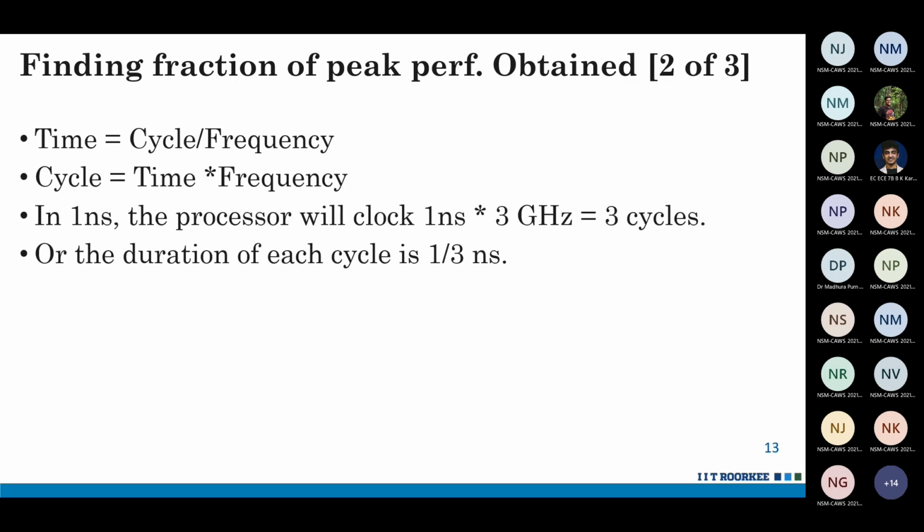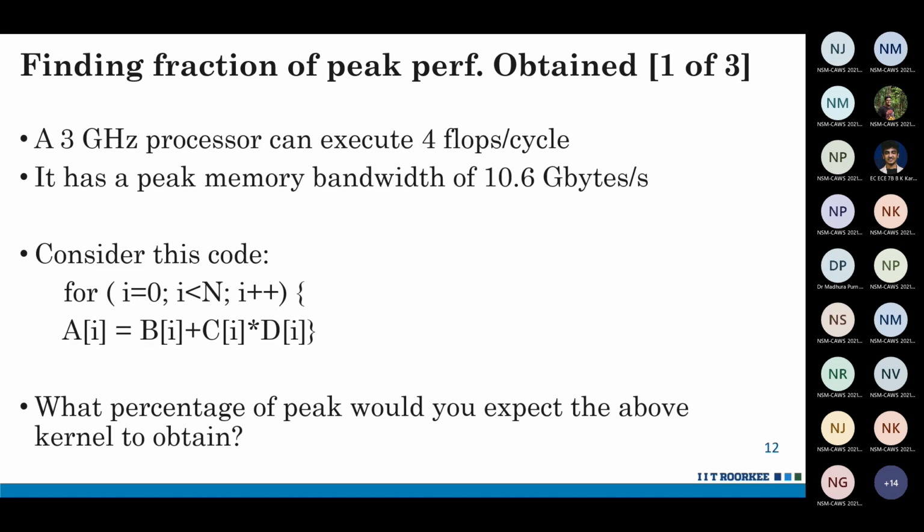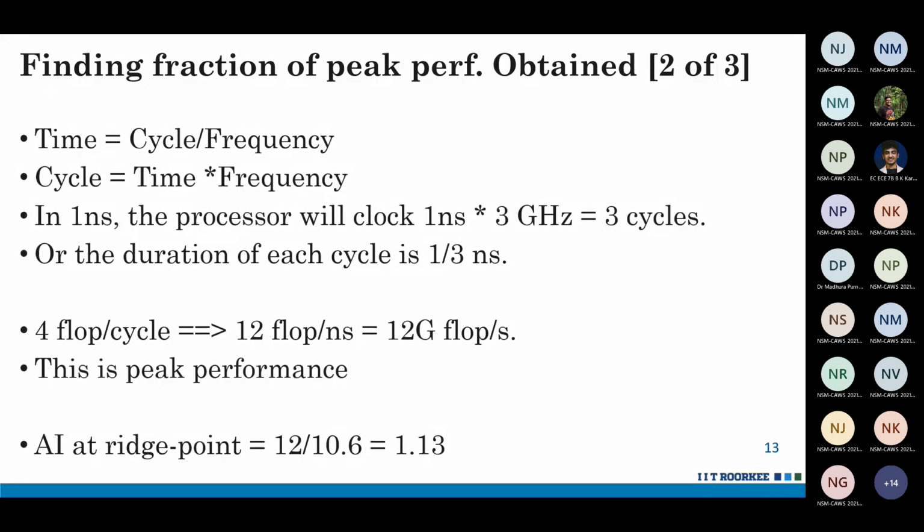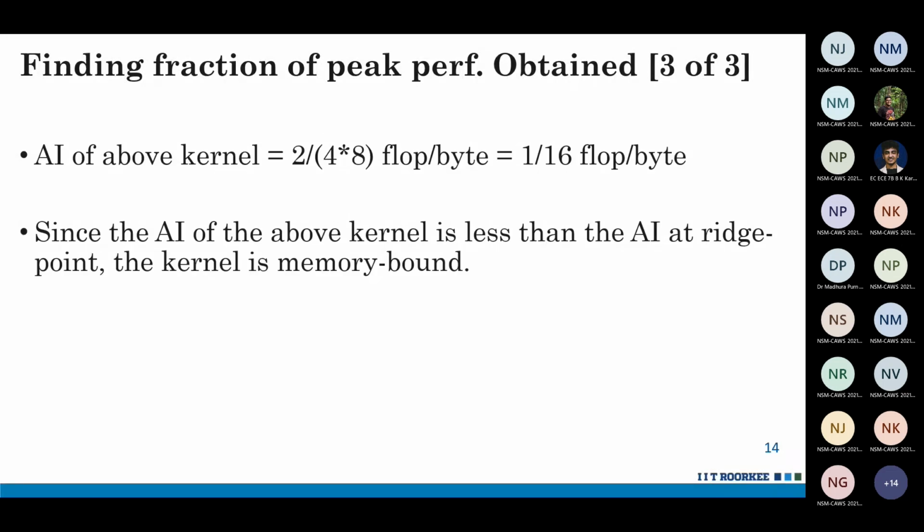In this code we have a total of 2 floating point operations. We are fetching 3 words and writing 1 word. So we have a total of 4 words of memory access and 2 floating point operations. So AI is 2 operations per 4 words. That is 2 by 4 into 8 flops per byte, which is 1 by 16 flops per byte.